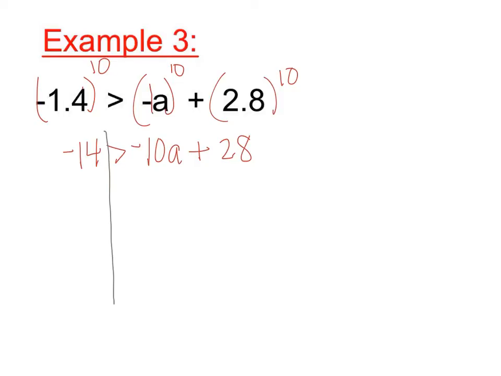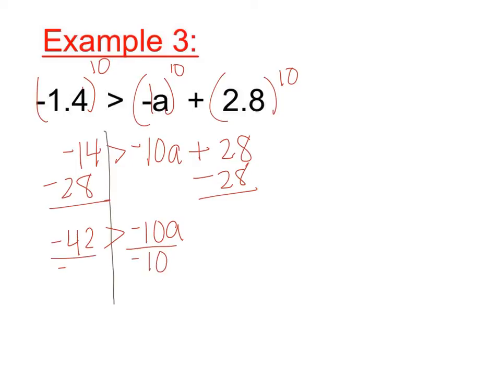Now let's go ahead and solve. Notice that we have one term with the variable, that's negative 10a, and that's already on the right-hand side. So we're going to need to get our constants moved onto the left. Let's take away 28 on both sides. Negative 14 and negative 28, they're both negative, so we're going to add those together and get negative 42 is greater than negative 10a. We're going to get a by itself by dividing by a negative 10.